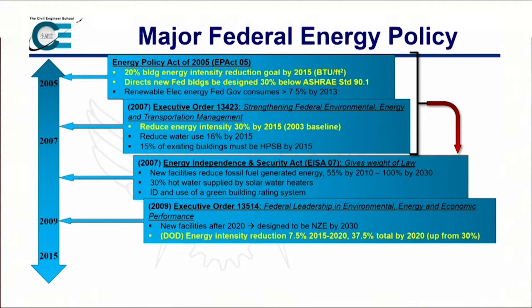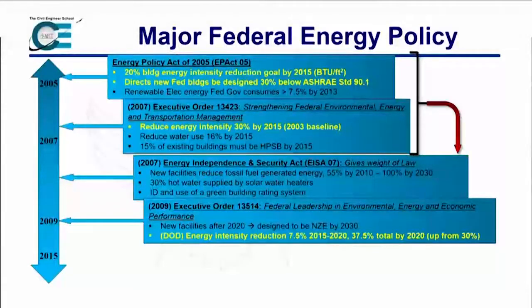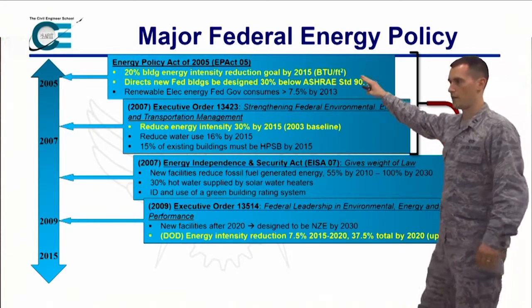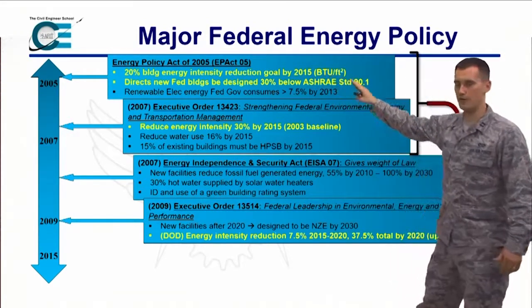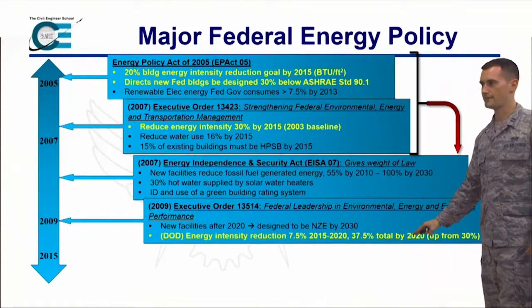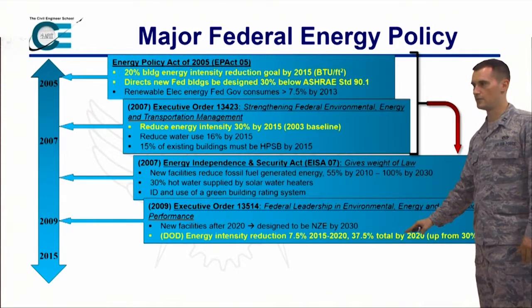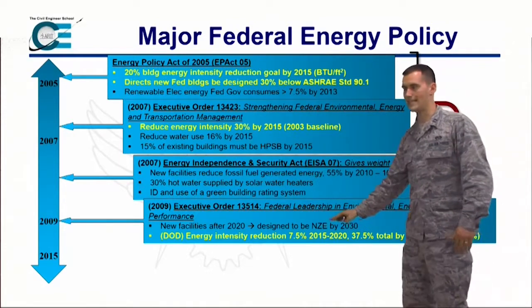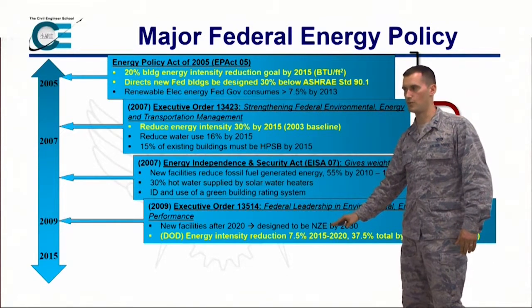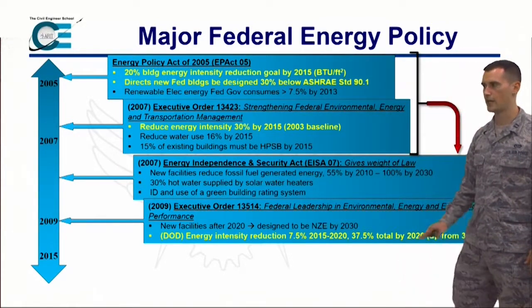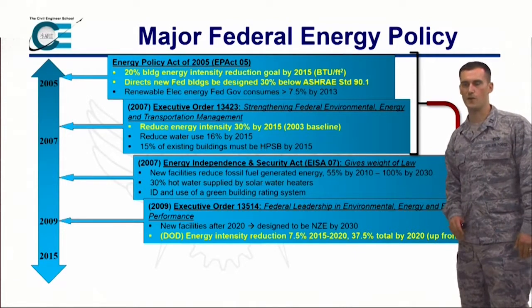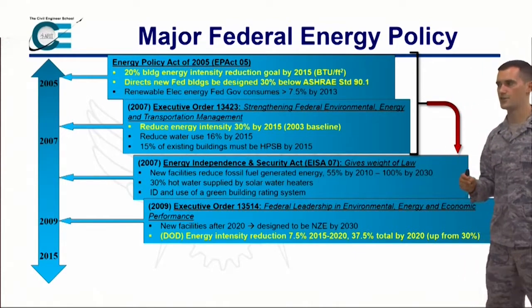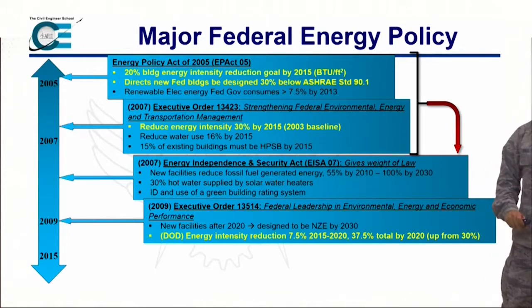The next big policy was moving into the President Obama administration here, upping again. Initially it was 20% energy by 2015, and then they upped it in this executive order. We want to go 7.5% total between 2015 and 2020. So now we want 37.5% total energy reduction by 2020.